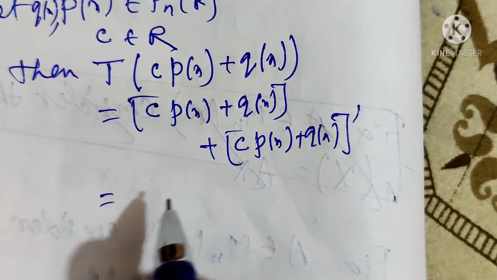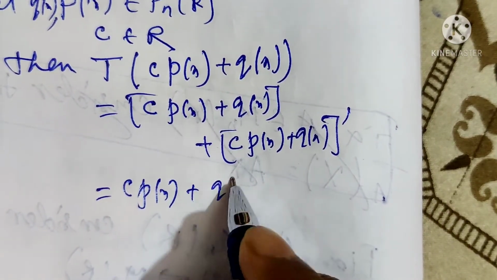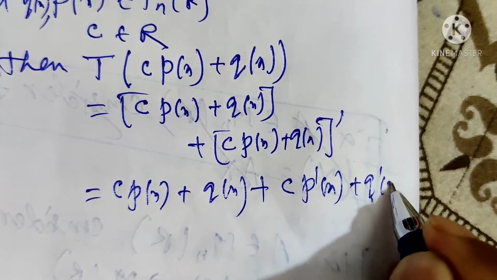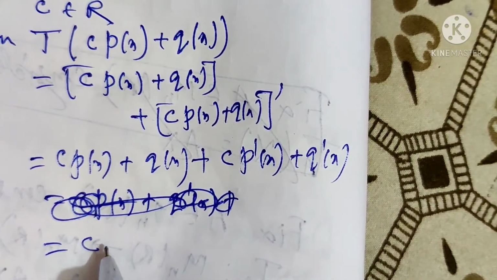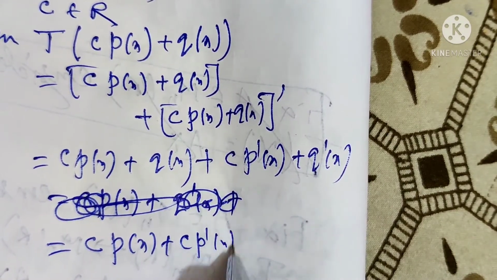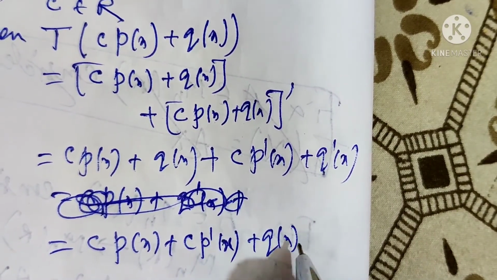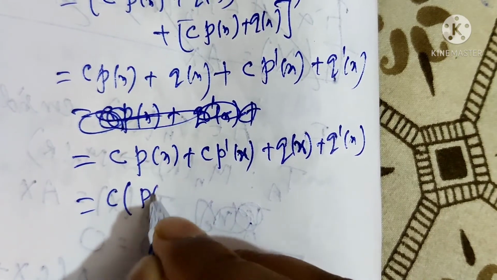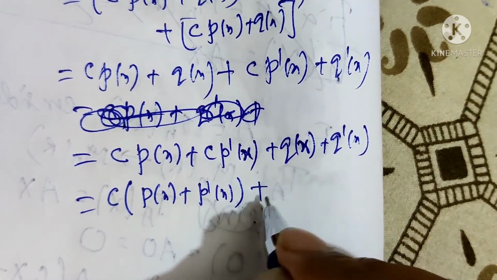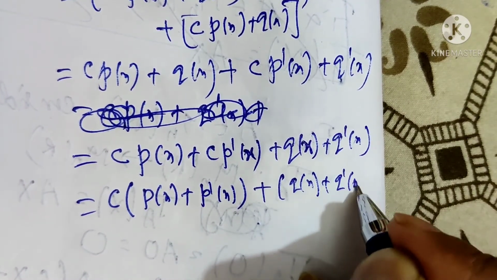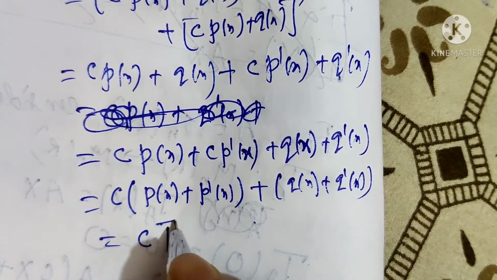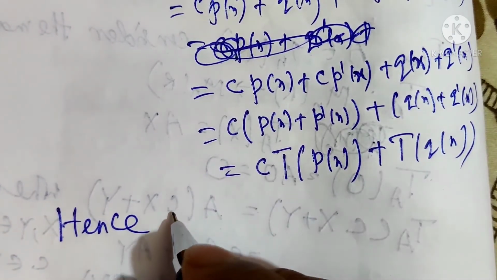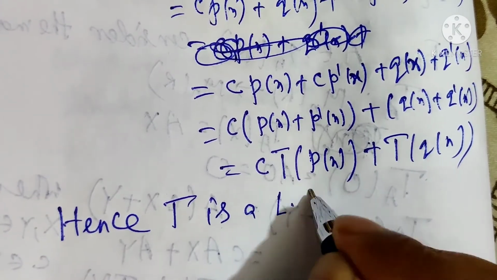c P(x) plus Q(x) dash. That is the derivative. That equals c of P(x) plus Q(x) plus c of P dash x plus Q dash x, that equals c of P(x) plus c of P dash x plus Q(x) plus Q dash x, that equals c of T P(x) plus T of Q(x). Hence, T is a linear transformation.